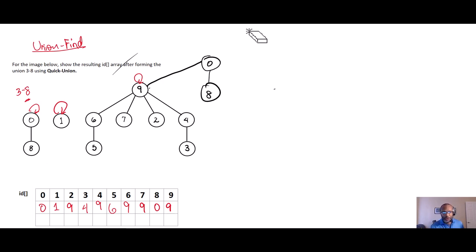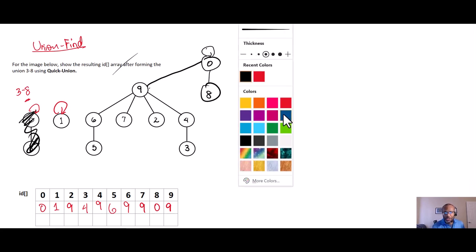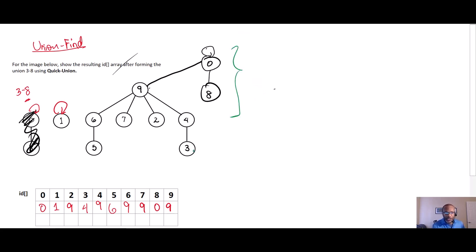So under zero, we have all of these individuals now that are part of his family. So that is the result. So now, what does this array look like with that change? So with that change, all right, as we look at this entire set, we have zero still pointing to himself. Eight is still his parent. The ID of eight is zero. In fact, everything else here stays the same.